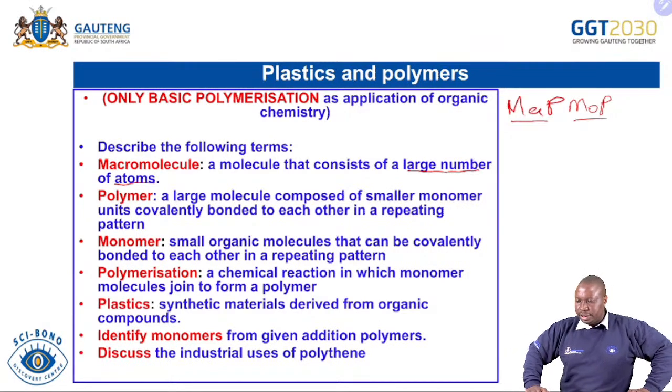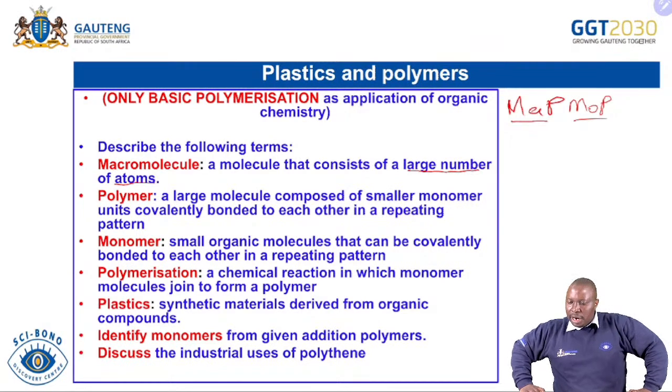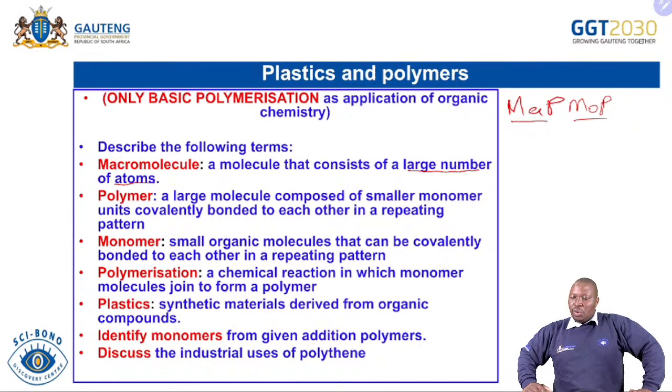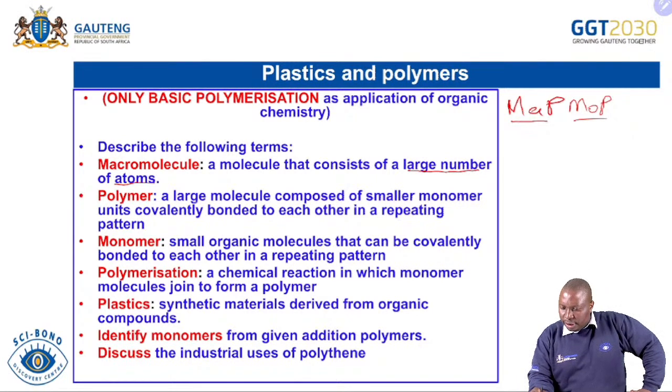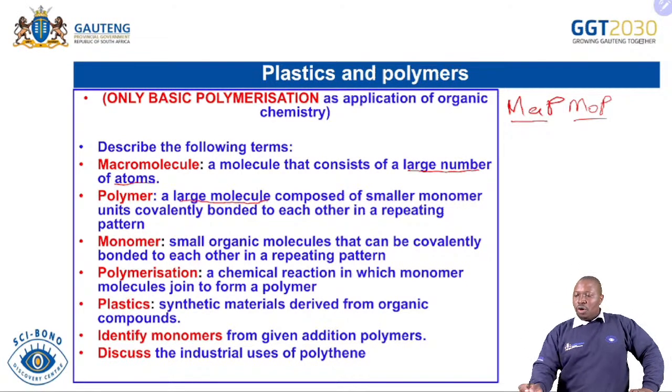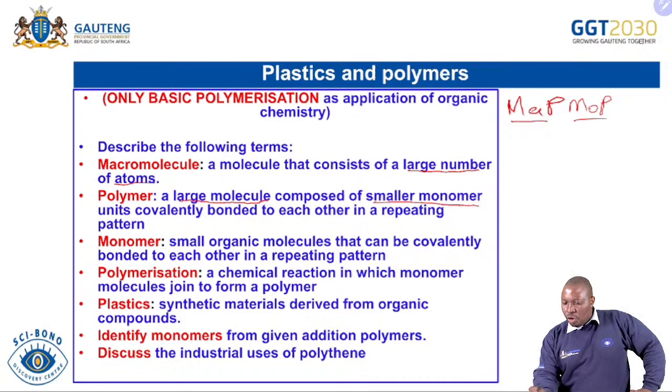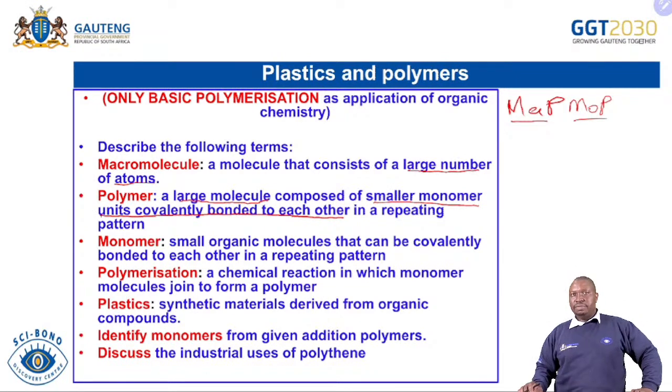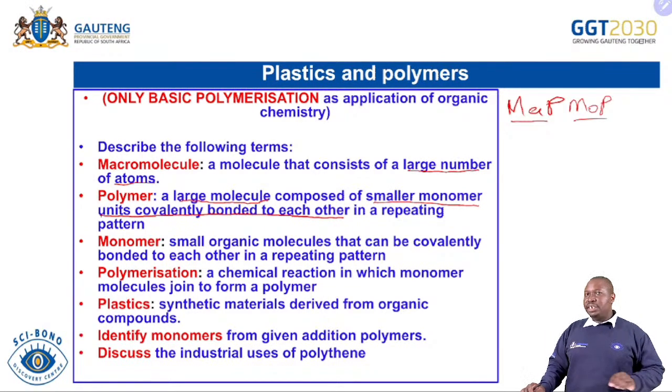It's an exam question. The second one is what is a polymer. When you say a polymer, we're saying this is a large molecule, a macromolecule, composed of smaller monomer units covalently bonded to each other in a repeating pattern. So you have to know that definition as well.